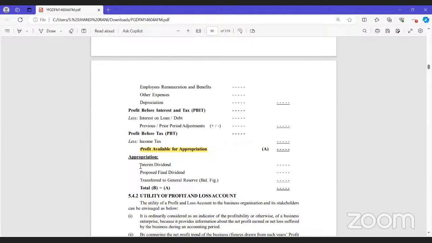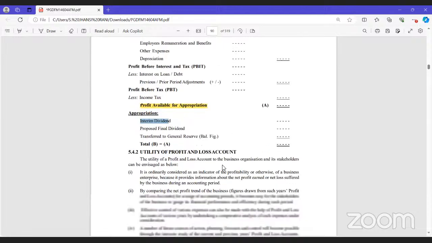Now, we have some adjustments, that is interim dividend. Dividend is paid to the shareholders. If you are paying any interim dividend, that will also be deducted. And proposed means if you are planning to pay any dividend, proposed final dividend, that also will be written. And any balance you are transferring to general reserve. And all together, the difference between these two we will get here, that is total profit. This is how we do it in the vertical form of profit and loss account.